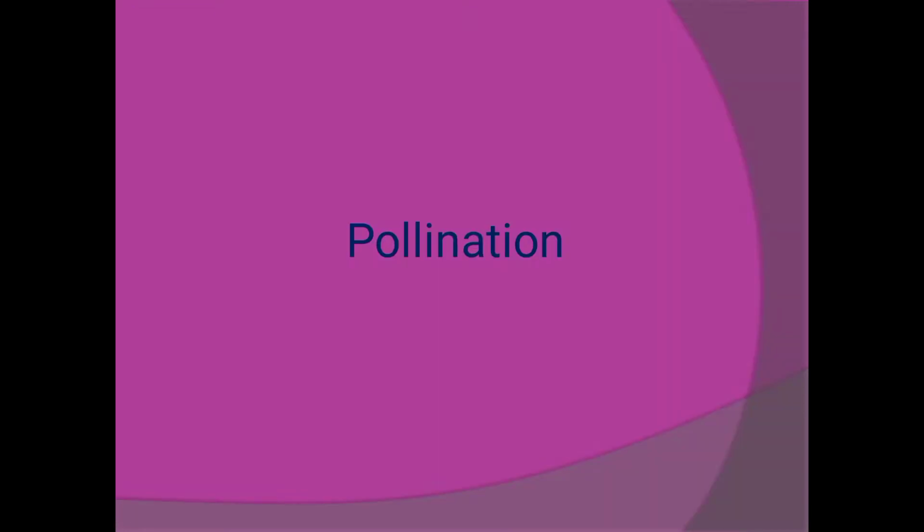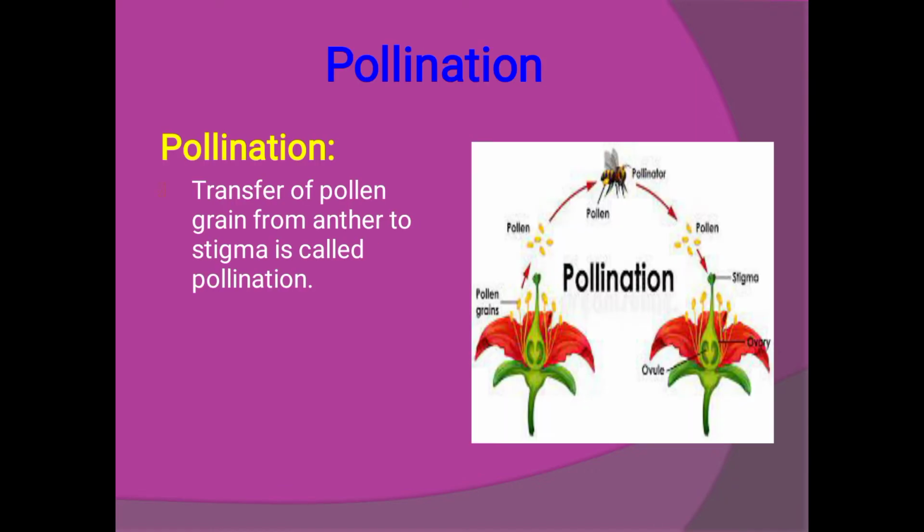In today's topic, we are going to discuss pollination, its definition, its types, and the adaptations in insect and wind pollinated flowers. Pollination. Transfer of pollen grains from anther to stigma is called pollination.